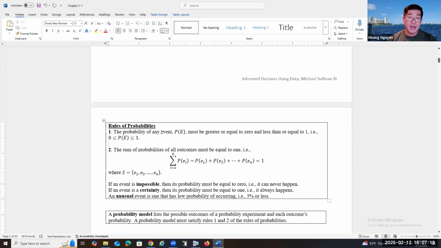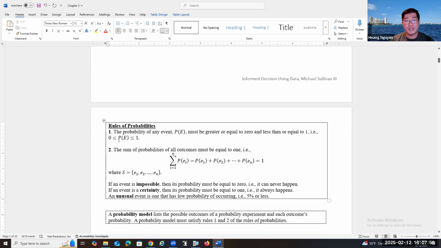So the probability of any event E must be greater than or equal to 0 and less than or equal to 1. So the calculation for the probability is going to stay between 0 and 1 inclusive. So P(E) is more than or equal to 0, less than or equal to 1. And then the second rule of probability is the sum of the probabilities for all of the outcomes must equal 1. So when you take P(E1) plus P(E2) plus on the way up to P(En), the total should be equal to 1.